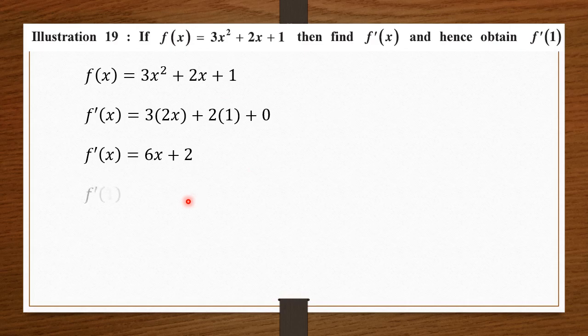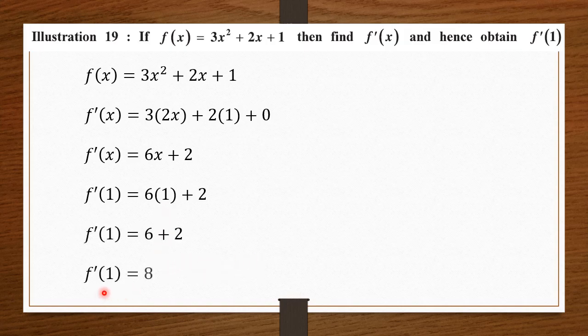Now we have to find f dash 1. That means in the place of x I will be putting 1. So it will be 6 plus 2. The final answer is f dash 1 is 8. So the answer for this particular illustration is f dash 1 is equal to 8. So these kind of questions are basically very easy to solve. These kind of questions can be asked for 1 or 2 marks in your board exams.